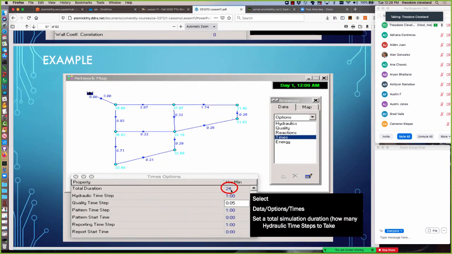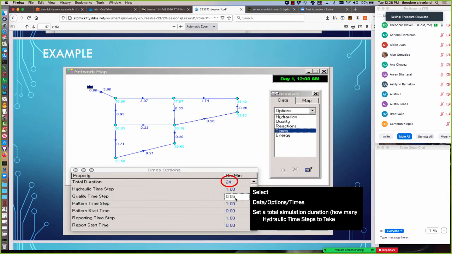Select the times. You notice the hydraulic time step and the quality time step are 20 times different in value. So let's see. So 5-minute time steps for water quality, 1 hour time steps for hydraulics, pattern time steps provided, and so forth.